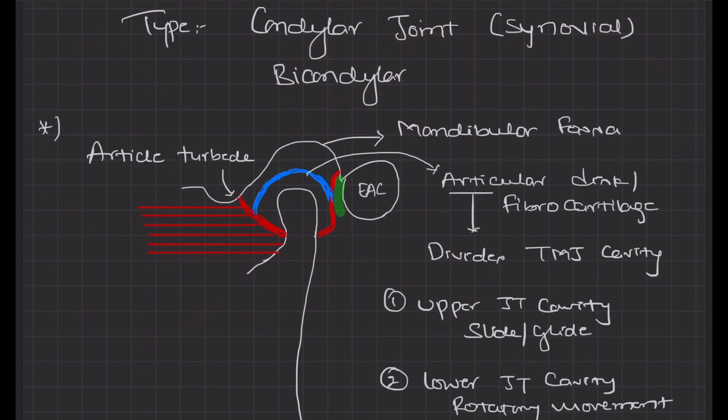This is the articular tubercle. Remember, the articular tubercle is present anteriorly. It is the only minimal support present anteriorly. Hence, anterior dislocation is more common.